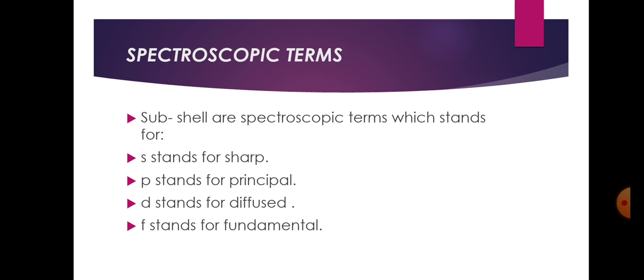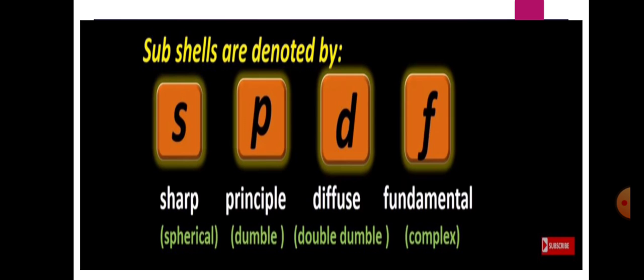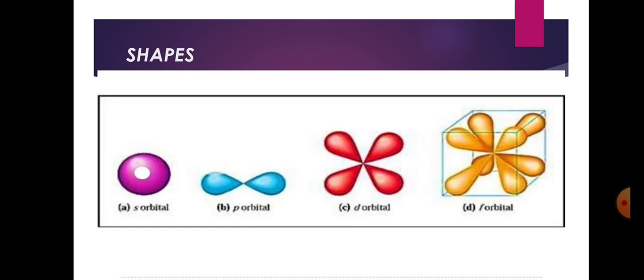These are the spectroscopic terms: S stands for sharp, P stands for principal, D stands for diffused, and F stands for fundamental. Their structures are also present. S has a spherical shape, P has a dumbbell shape, D has a double dumbbell shape, and F has a complex shape. You can see these shapes on your screen.